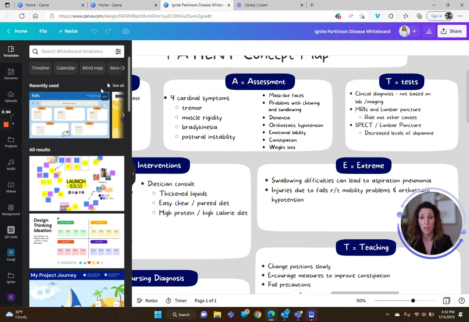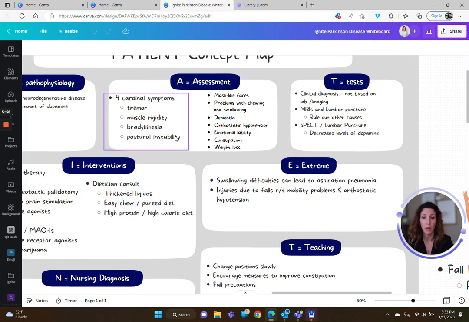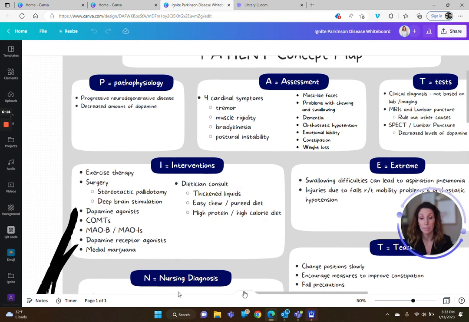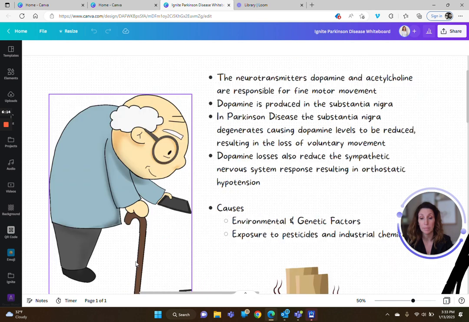Constipation is a common problem. And I think that they have decreased movement. So, your intestines are moving things through there and that's not working like it should. So that might be part of the issue there. And then commonly they will develop some weight loss. So those are some of the things you're going to see in your patient that has Parkinson's disease.